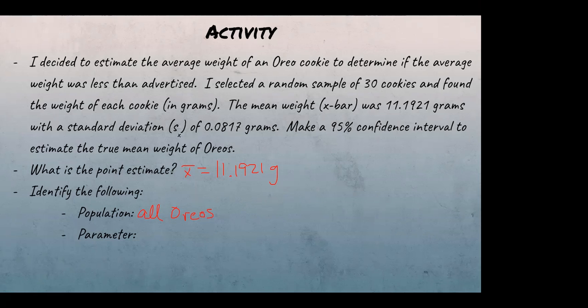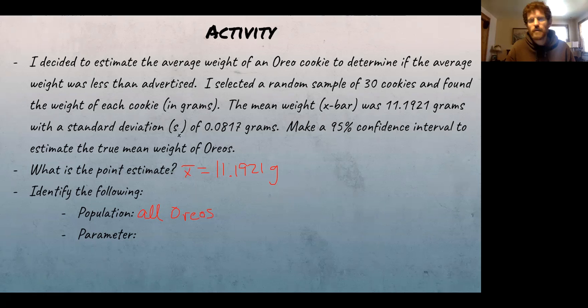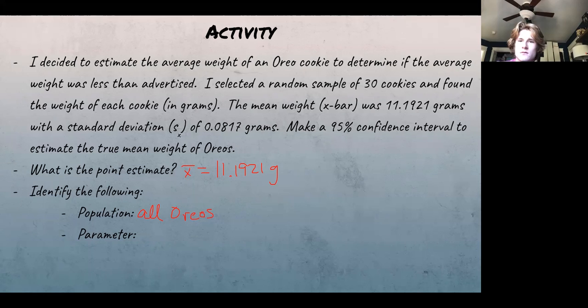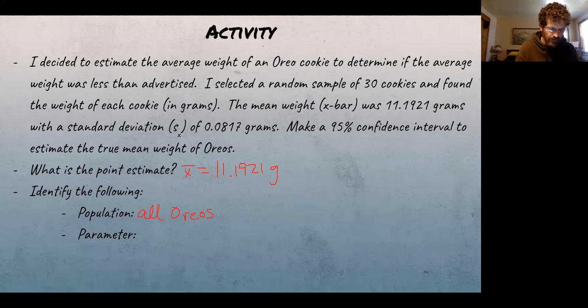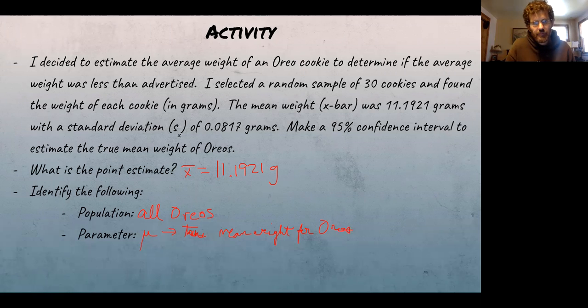Is that going to be the 30 Oreos? No, that'll come up and we'll use that one in just a minute. Is it the weight? It's the weight. Yeah, and specifically, it's mu, which is the true mean weight for Oreos. So it's the population mean weight.